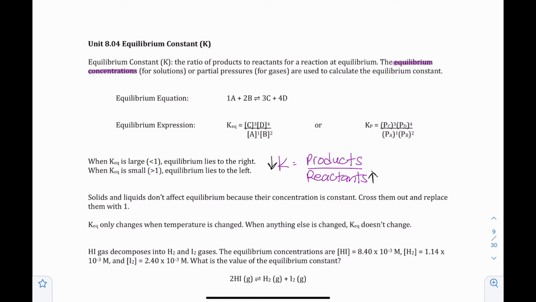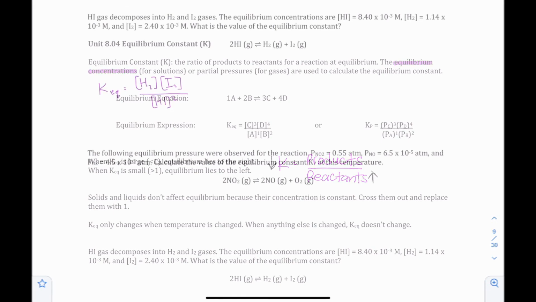Now there is one exception to that rule. The only thing that changes K is temperature. If the temperature changes, that could change the direction equilibrium lies. So we could change from having more products at equilibrium to having more reactants at equilibrium, or vice versa. But when anything else is changed besides temperature, K doesn't change.